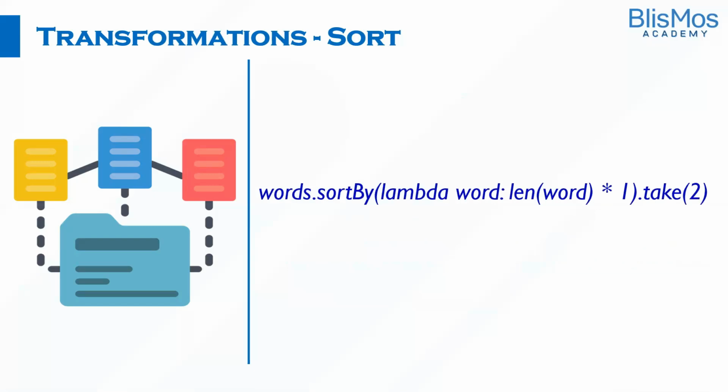We have a function here. In this function, this is an RDD and we are using a sortBy method. Again, we are using a lambda function. Just notice here, we are using one more function here. What this will do is sort all the words according to their length.